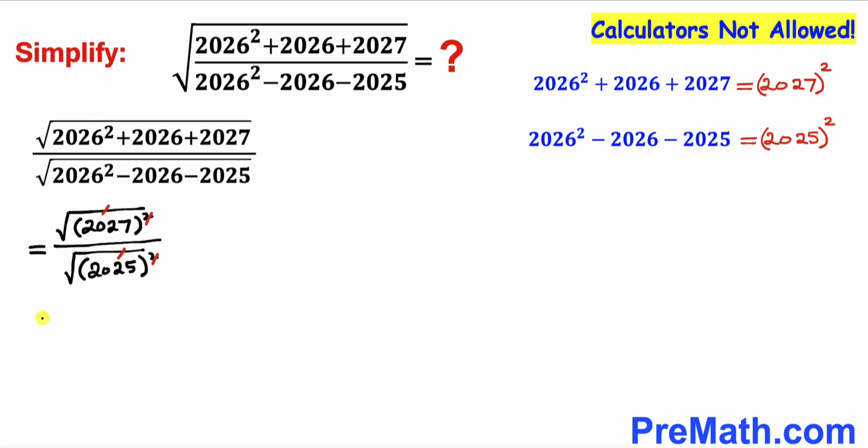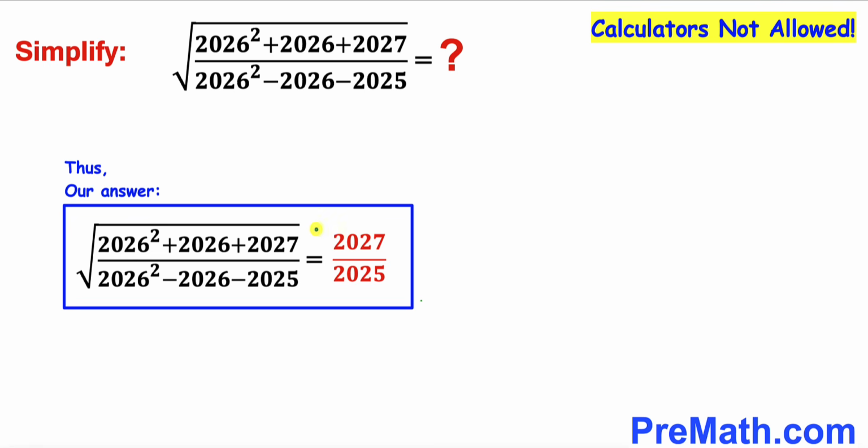So therefore, finally, we are ended up with 2027 all over 2025. And that's our simplified answer to this radical expression. So thus, after all the calculations and manipulations, this radical expression turns out to be equal to 2027 divided by 2025. And that's our final answer.